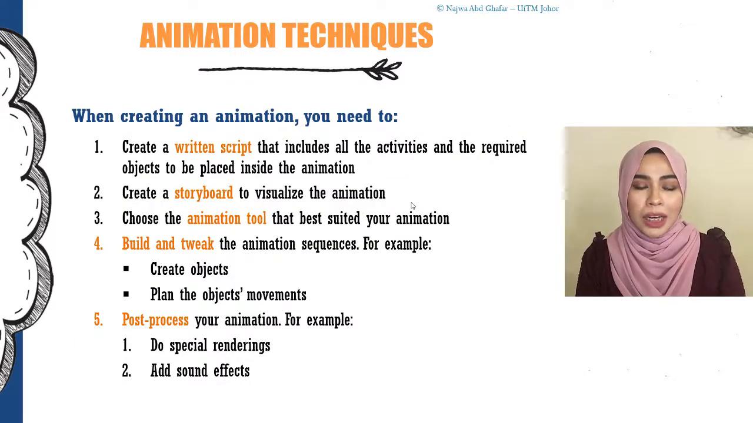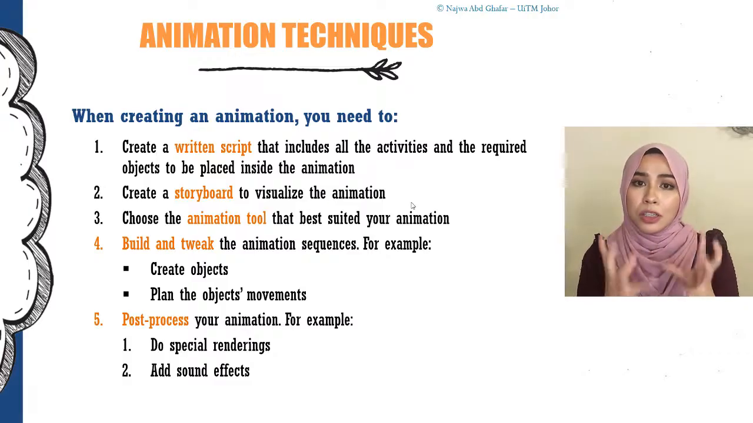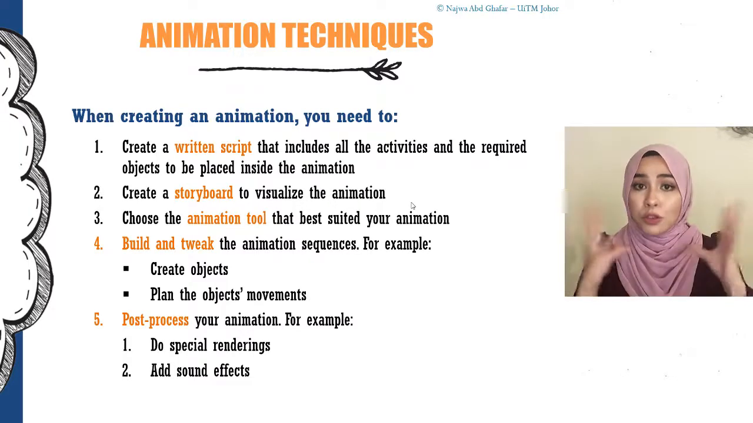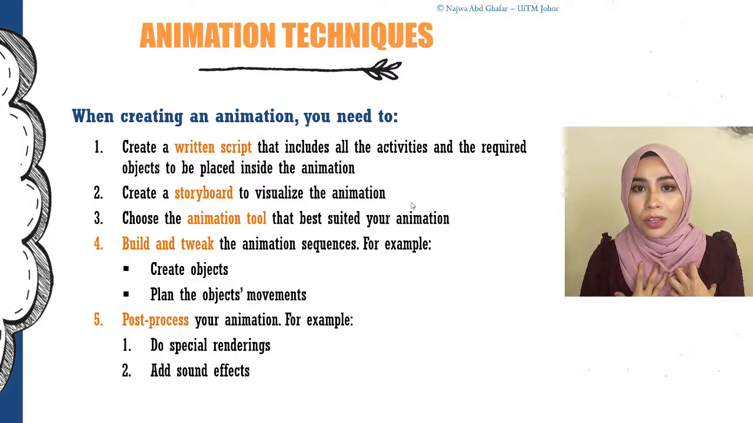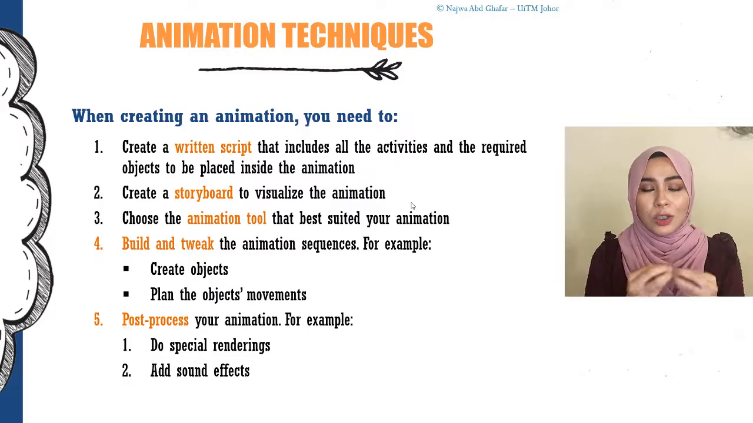Alright, so when we create an animation, these are a few things that you need to consider. First of all, you need to create a written script that includes all the activities and the required objects to be placed inside the animation. Since an animation requires movement, let's say I'm trying to create a cartoon of myself, what I need to do is create a written script.